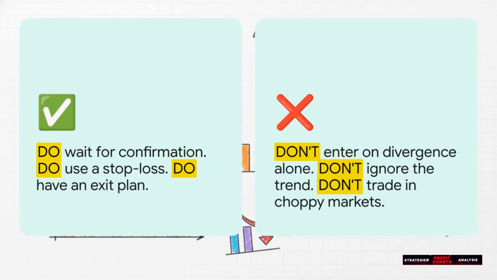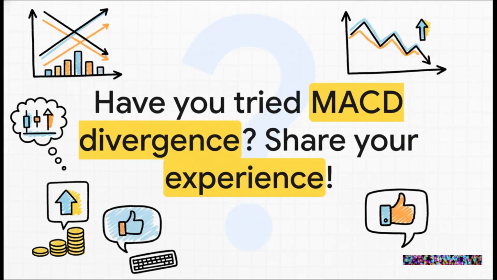And the don'ts. You don't enter on the divergence signal alone. You don't ignore the overall market trend. And you don't try to force trades when the market is choppy and messy. Stick to these rules and you will already be way ahead of the crowd. So there you have it. That's the complete playbook for trading MACD divergence. A seriously powerful tool if you use it the right way.